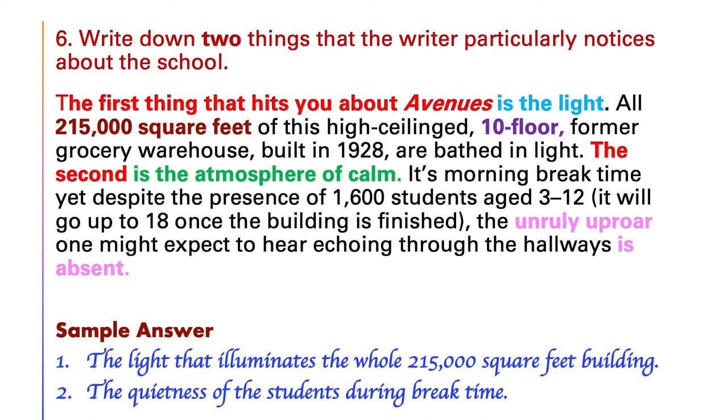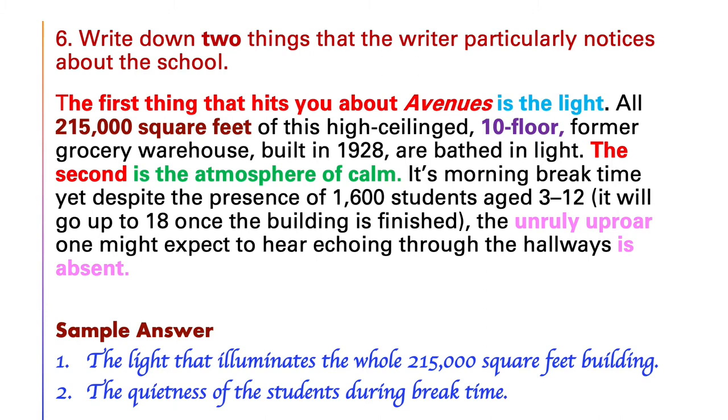The first thing that hits you about Avenues is the light. This topic sentence shows that it is something that the writer specifically notices, and it is followed by the explanation. So that is 1 point for the answer. All 215,000 square feet of this high-ceilinged 10-floor former grocery warehouse built in 1928 are bathed in light.